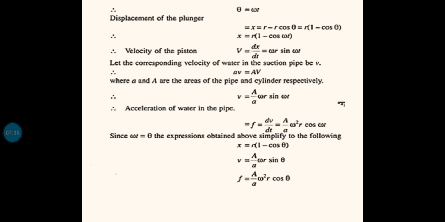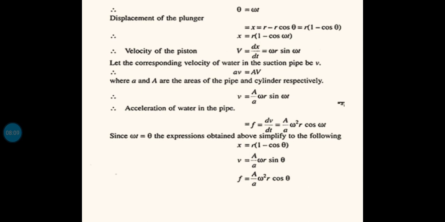Now from that equation we can find out the velocity of the flow within the pipe. Initially capital V was the velocity of flow within the cylinder, or velocity of the piston. Now we have found the small v quantity, the velocity of the flow of the fluid within the suction or delivery pipe. So small v equals capital A by small a into capital V. Actually capital V is omega r sin omega t. On substituting we get small v equal to A by a omega r sin omega t.